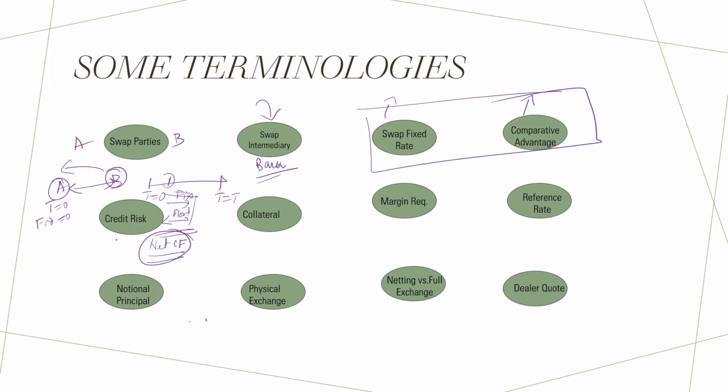Now, credit risk accrues to the one who is in a winning position in the contract. In this case, if A happens to be the one to whom money is due, A also faces the credit risk from B. Collateral. Now, collateral is not very typical of a swap contract. But still, why do I make mention of it? Let's understand what's happening.